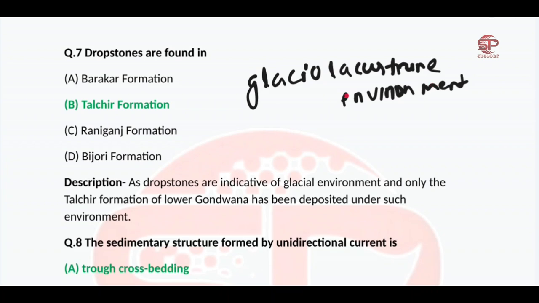Does the name suggest something is dropped on the glacio-lacustrine sediments or clay sediments? A stone, a sediment particle, or a wooden fragment is dropped on the clay sediments of a lake that forms in a glacier. That is called a dropstone. So dropstone is a characteristic feature of the glacier environment. That's why, from all these formations, Talcher is the glacial formation. It is dominated by glacial deposit. So the answer will be Talcher formation.